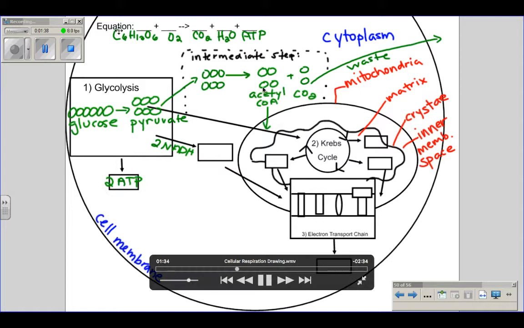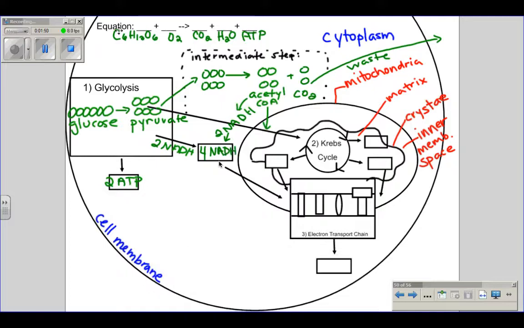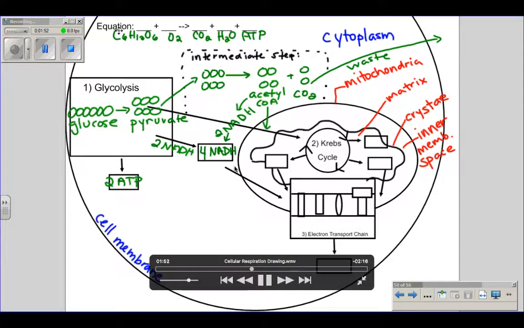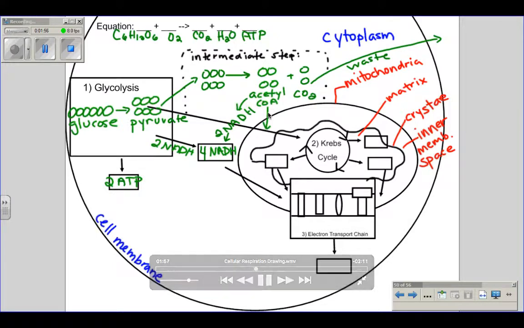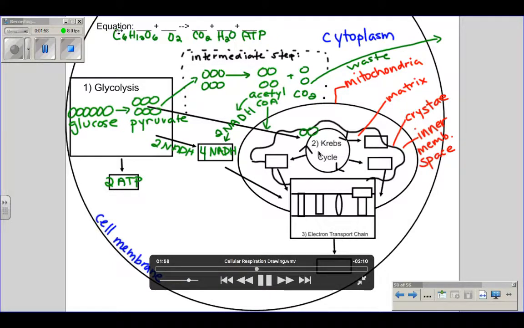But this process of creating acetyl-CoA actually also produces 2 NADHs. So in total, between this 2 and this 2, we have 4 NADHs. So those are going to be used later in the electron transport chain, but in the meantime, we have this acetyl-CoA that's going to be going into the Krebs cycle, my 2-carbon compound, acetyl-CoA.